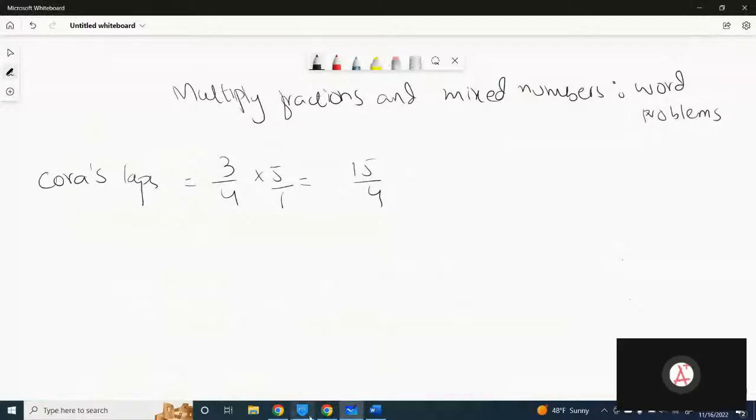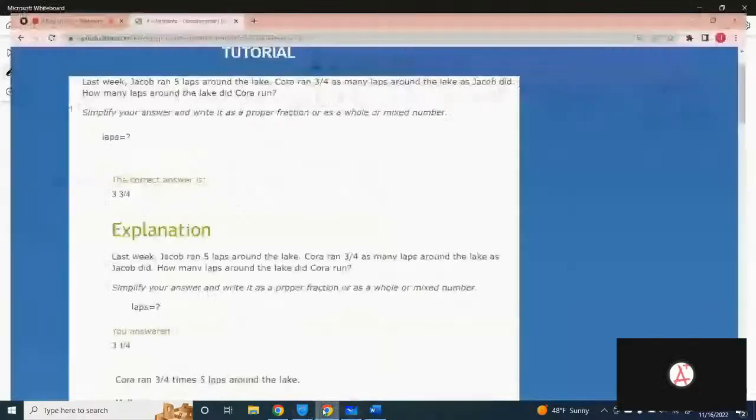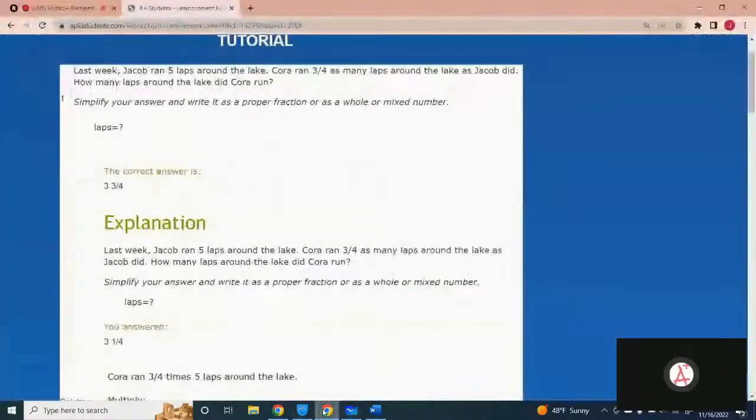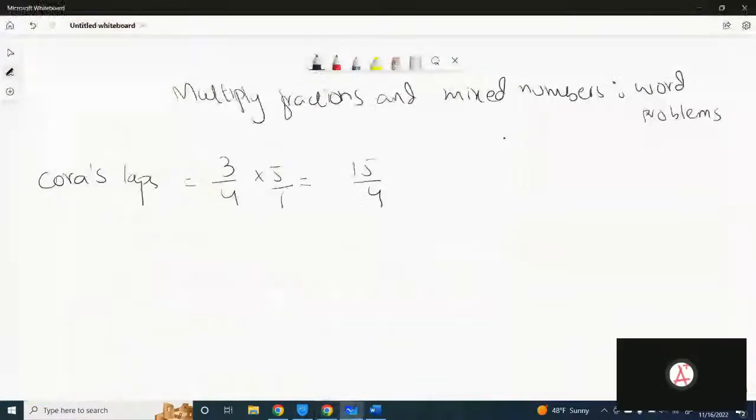But in the question, you have to calculate how many laps around the lake Cora ran. So that means Cora ran 15 by 4 laps. Got it? You can divide 15 by 4. 4 times 3 is 12, and 15 subtract 12 is 3. So it would be 3 whole 3 by 4. That means Cora ran 3 whole 3 by 4 laps.